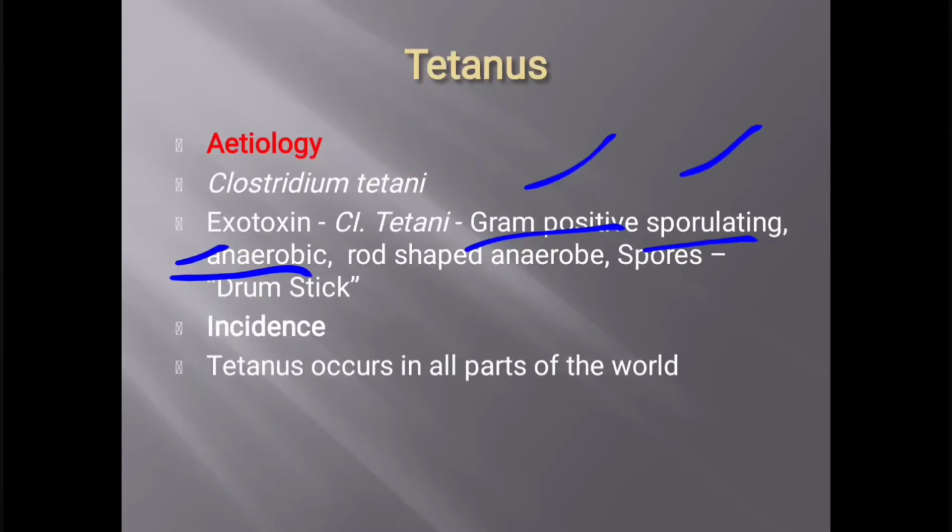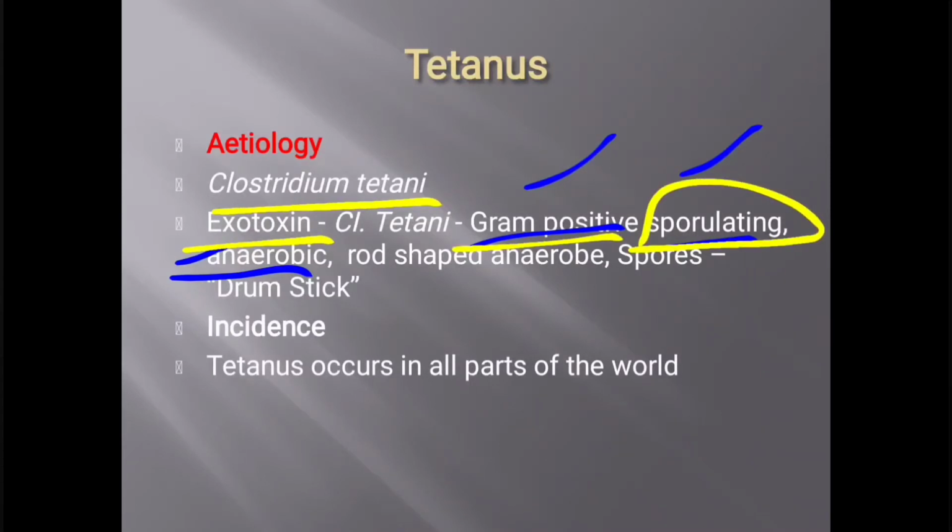Etiology: tetanus is caused by the exotoxins produced by Clostridium tetani. Clostridium tetani is a gram-positive, spore-forming bacterium, which is anaerobic and rod-shaped.